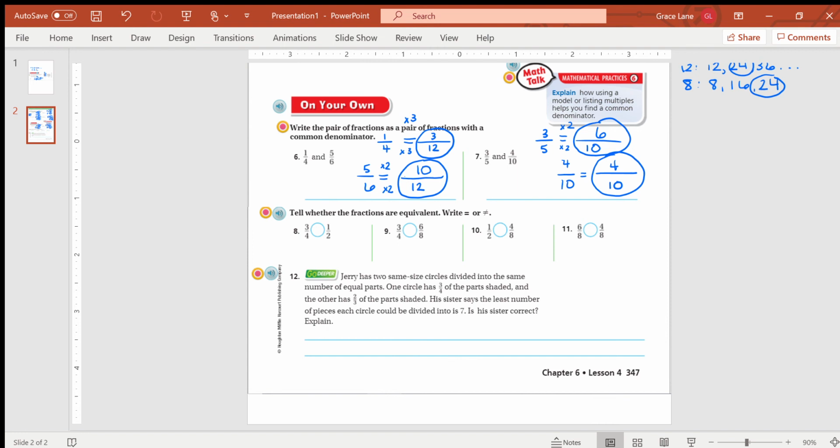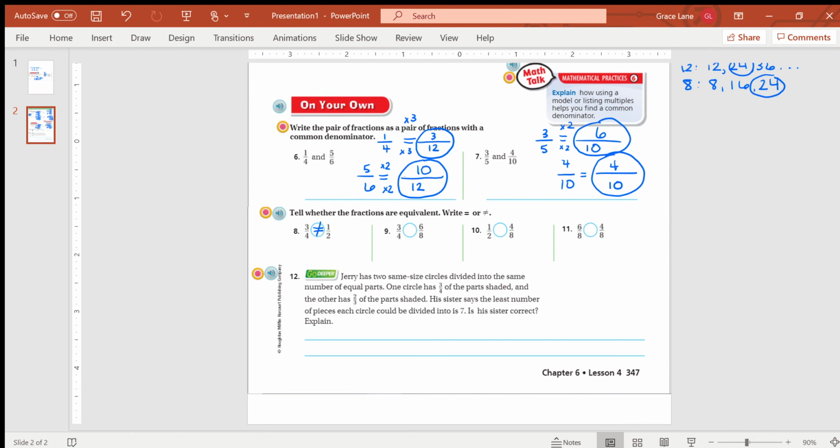Okay, pause here. The next section is a review. See if you can figure this section out. Tell whether the fractions are equivalent, right? Equal or not equal. Alright, 3/4 and 1/2. These are not equal.